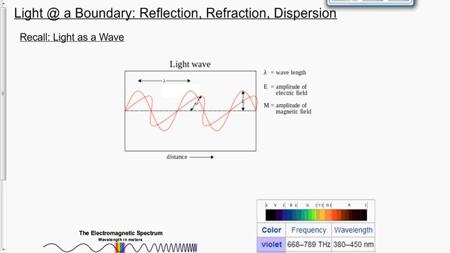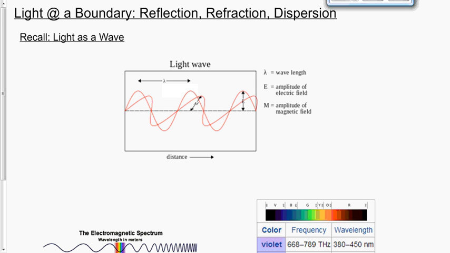Don't get too freaked out. But again, hopefully it won't be too difficult. We just want to review some of the things that happen when light hits a boundary. And again, what I mean by boundary, we'll talk about it in a second, but when light goes from one substance to another. But before we do that, let's quickly talk again about what light is.